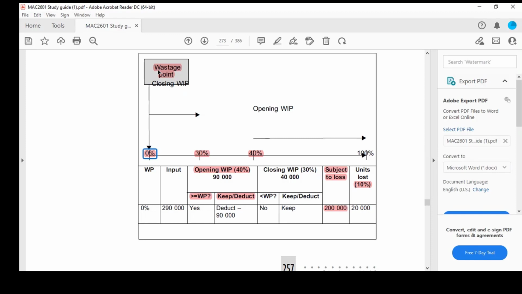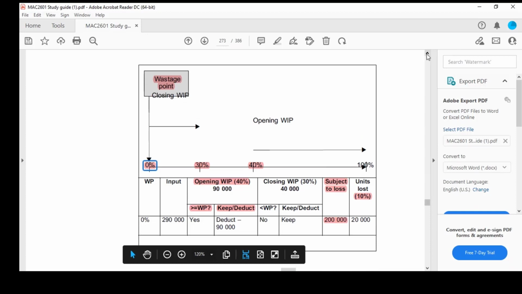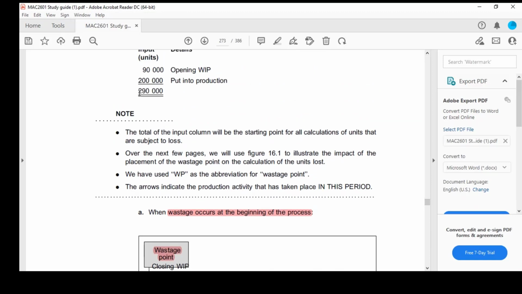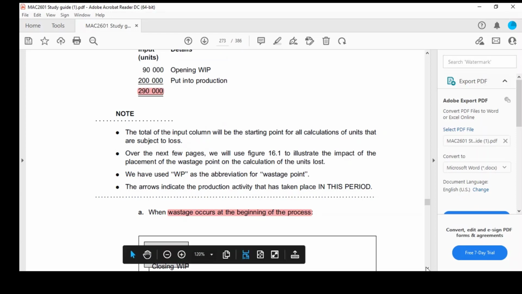So opening WIP is 40% complete. Where is the wastage point? It happened at 0%. So that means that it is greater than 0%. As a result, the rule says it's either you keep it or you deduct. Because it is greater than the wastage point, you deduct it from the input total, which is this 290. Now I see it.